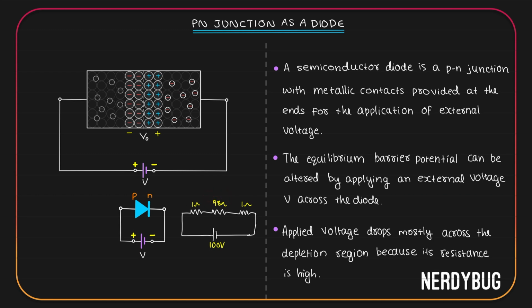The same thing happens here. We can assume this part to be a resistance of very low resistance. And this one has high resistance. Again, we have a low resistance. So whatever you apply here, most of it will be dropped across the depletion region.